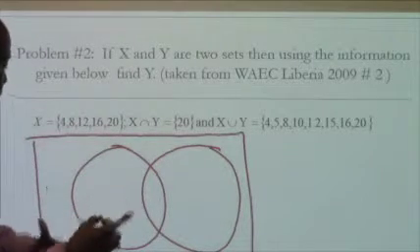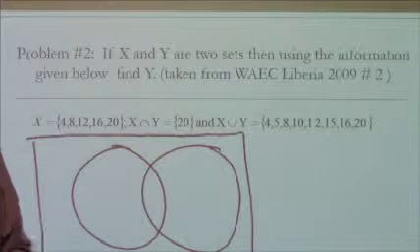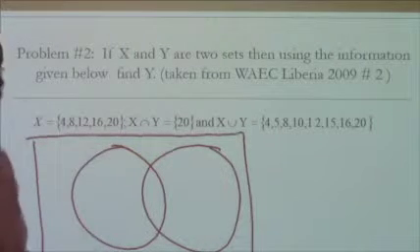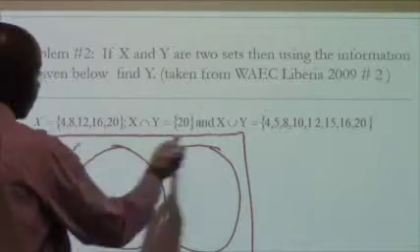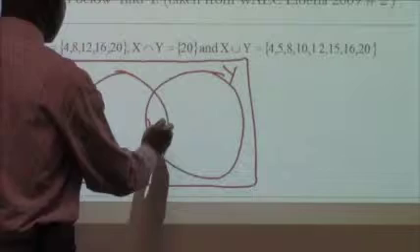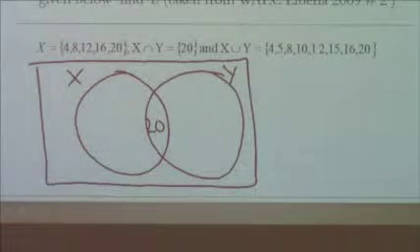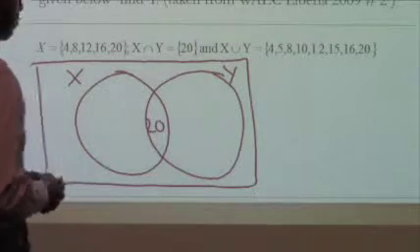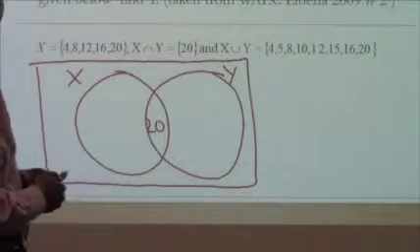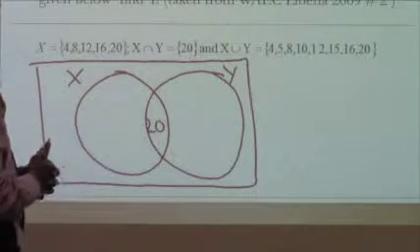There will be some other problems where this box is going to be very important. That's the universal set. Now, one of the things you want to begin with, if it is possible, is to begin with the intersection. So this is X, this is Y. X intersect Y is 20, so they have the number 20 in common. Now, let's look at the elements in X and Y combined, the union.